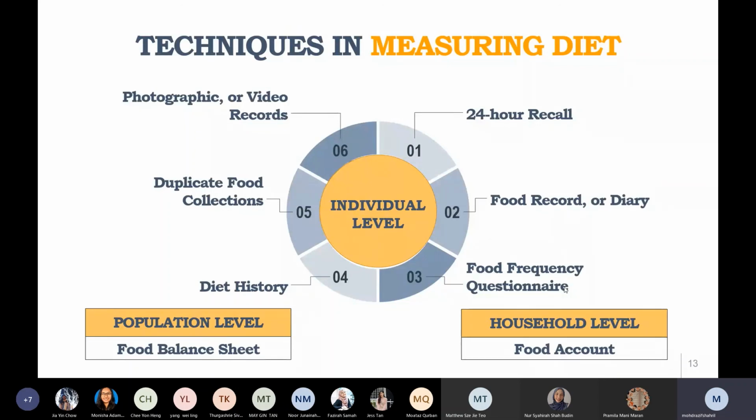Okay. So any questions so far? Especially for those who are listening to this for the first time. Any questions before we move to the second part?